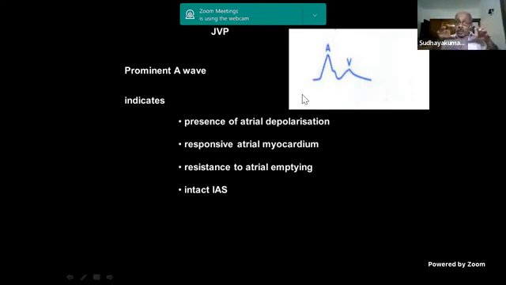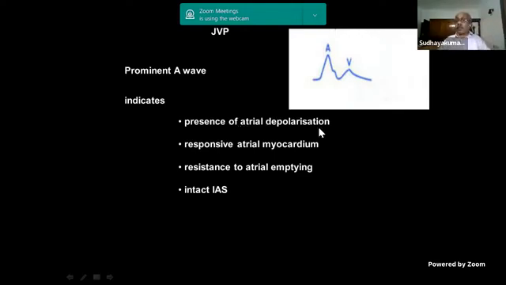Third, there is a resistance to atrial emptying. The atrium is contracting, but it cannot empty, and there is an intact intra-atrial septum. Because if there is an ASD, even if there is tricuspid stenosis, when the atrium contracts, it can empty to the left atrium, to the left ventricle. So these are the four basic things when you find a prominent A wave.